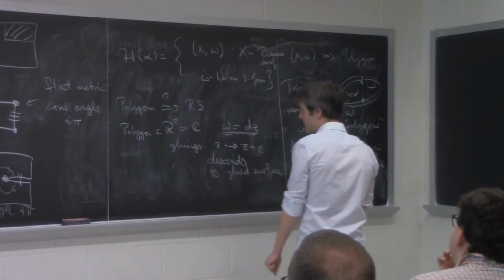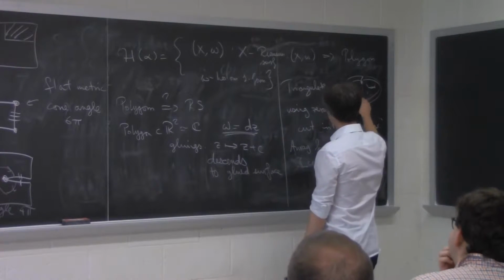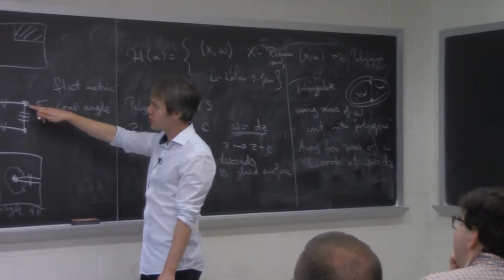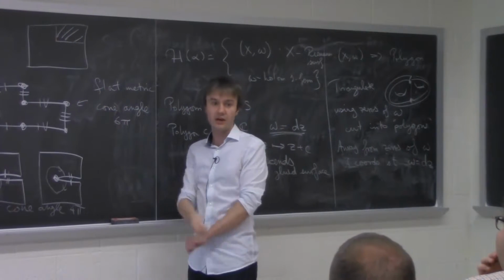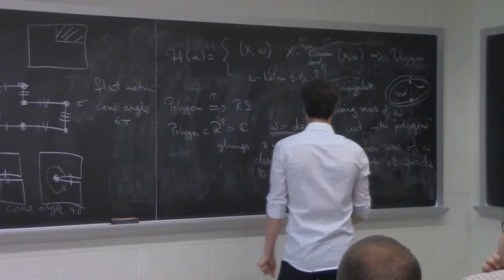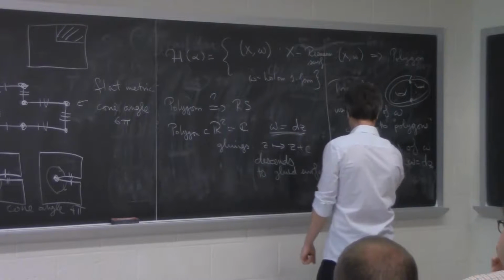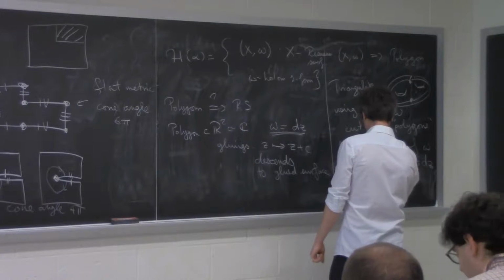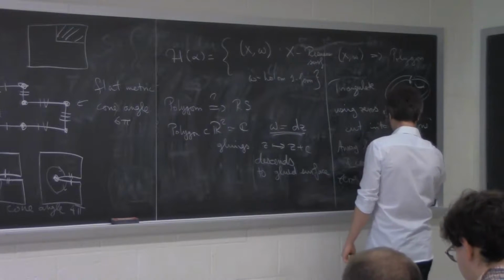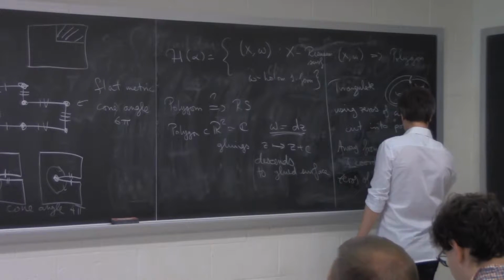Of course, one thing that I forgot to mention was that the zeros of omega correspond to the cone angle, the points with higher cone angle. So under this correspondence, zeros of omega correspond to the cone angle singularities.